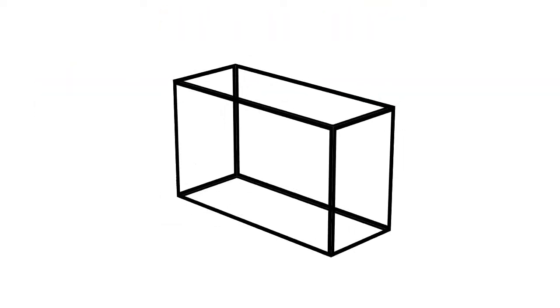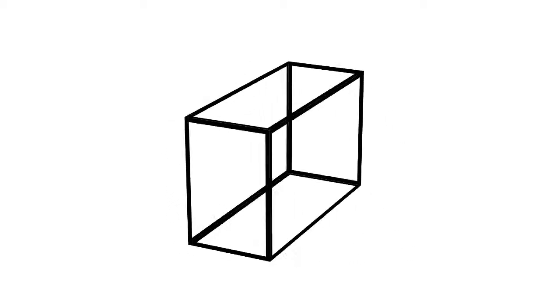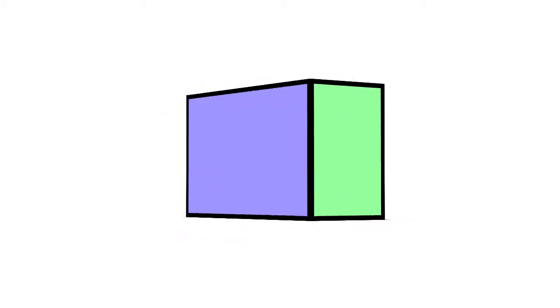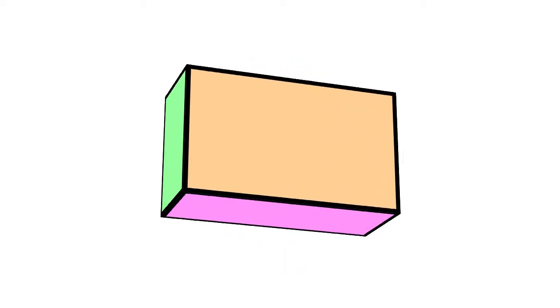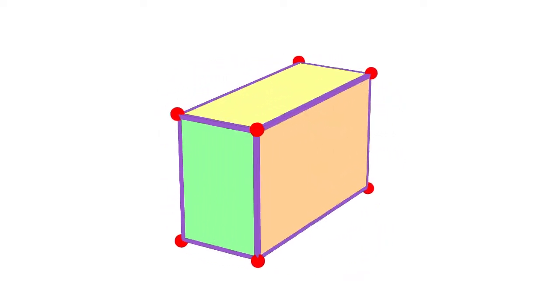Let's examine this rectangular prism created by centimeter cubes. This prism has 6 faces. All the faces are rectangles. The prism also has 12 edges and 8 vertices.